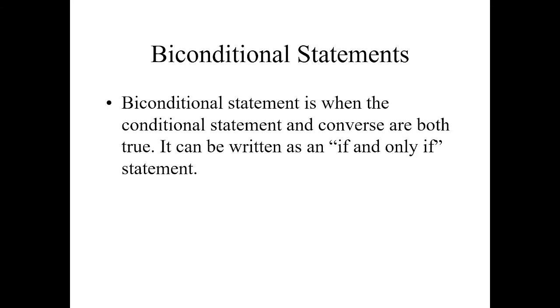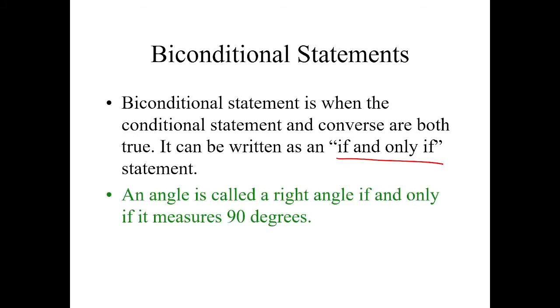Now, let's have more examples. Let's skip this first. Ani sa ta sa biconditional. Ang biconditional is so simple. You will only use if and only if. Yan ay biconditional if both conditional and converse are true. So, here we go. An angle is called a right angle if and only if it measures 90 degrees. Mao ni gitawag natog biconditional. Kay naay if and only if.